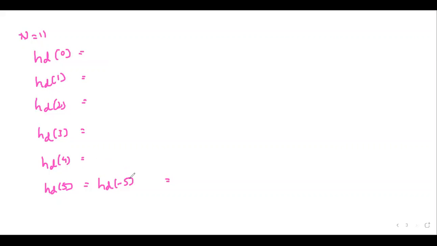And this is hd of 6, hd of 7, hd of 8. This is both sides, no? So we have to take minus or plus. So hd of minus 5, hd of minus 4, hd of minus 3, hd of minus 2, hd of minus 1.